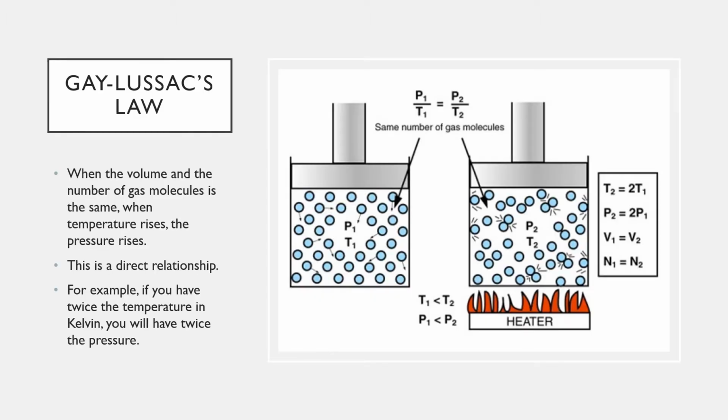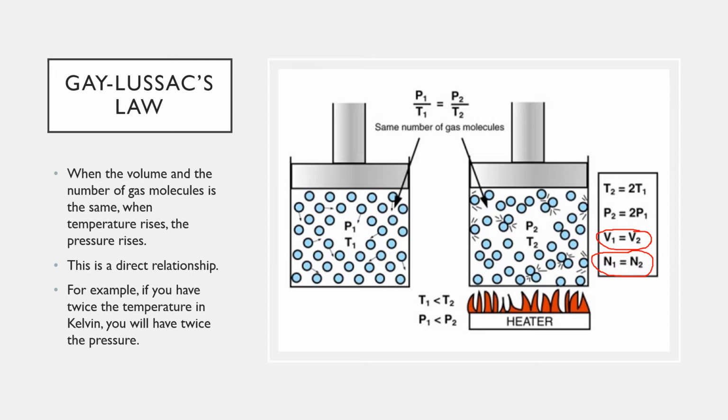Under Gay-Lussac's law, we are only focusing on pressure and temperature changes. That means that the volume of the gas and the amount of gas molecules are going to be the same. So if you look right here, you see that volume 1 is equal to volume 2, and the number of molecules at the beginning is equal to the number of molecules at the end. So we're not changing the space that the gas is in, those are the same, and we're not changing the amount of the actual gas molecules.